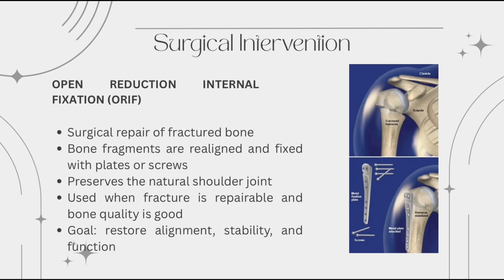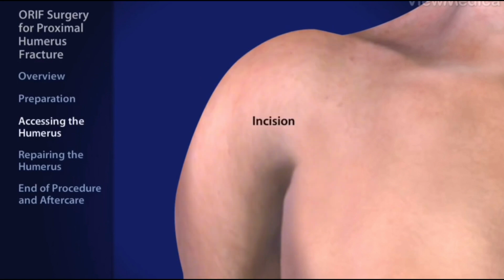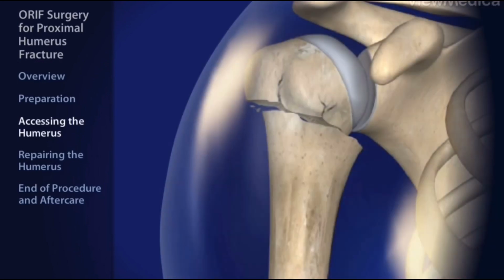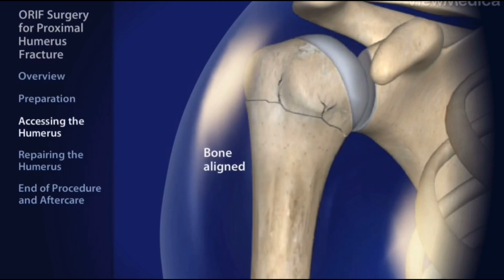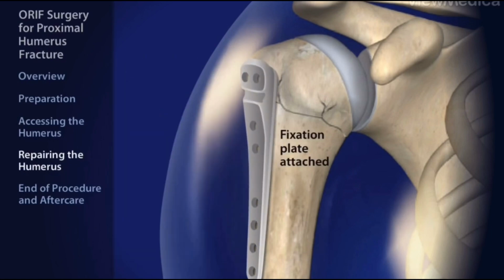For surgical intervention, we have open reduction internal fixation. This is where bone fragments are realigned and fixed with plates or screws. It is used when the fracture is repairable and bone quality is good. An incision is made on the side or front of the arm to allow access to the side of the humerus. If the fracture has caused part of the humerus to shift, the bone is realigned. A metal plate is inserted and is positioned over the humerus. Surgical screws are inserted and are attached to the metal plate. This will hold the plate in place and stabilize the humerus.